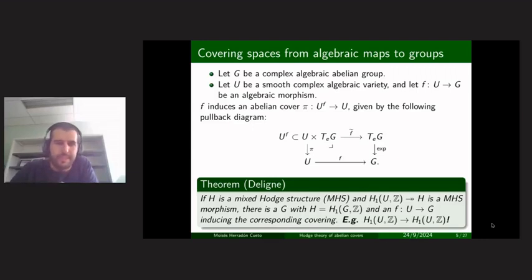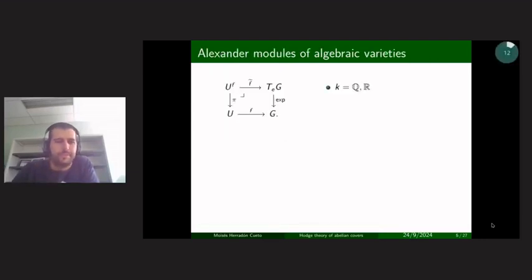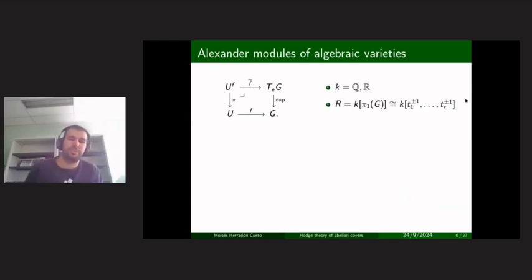So with this in mind, we get Alexander modules. This diagram from the previous slide is going to be with us the whole time, where you have your f to a group G, and you take a pullback and you get a cover. The field of coefficients is going to be Q or R, it doesn't matter almost. And we have the Laurent polynomial ring, which if I want to give it coordinates, I can, but I'm just thinking of it as a group ring over the fundamental group of G.